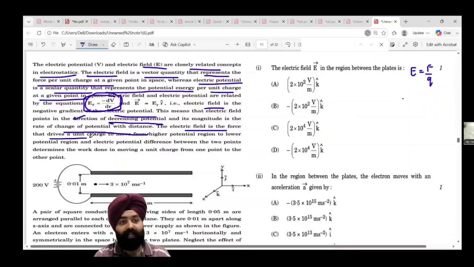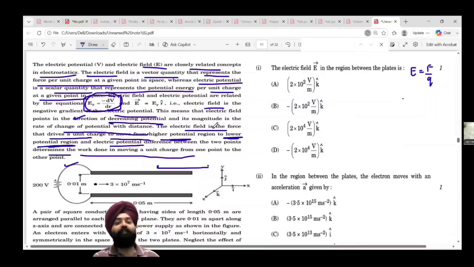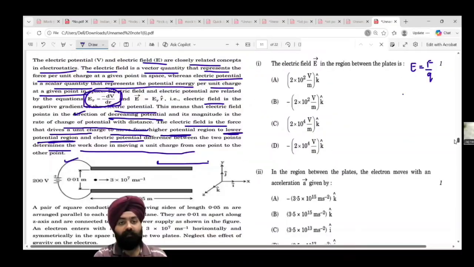Electric field is the force that drives the unit charge to move from a higher potential region to a lower potential region. Electric potential difference between 2 points determines the work done in moving a unit charge from one point to another point. When you move a charge from one point to another, that will be the potential difference between 2 points, right? That determines the work done between those 2 points, through which we calculate how much work is done to move a charge from one point to another, right? So there is some representation.